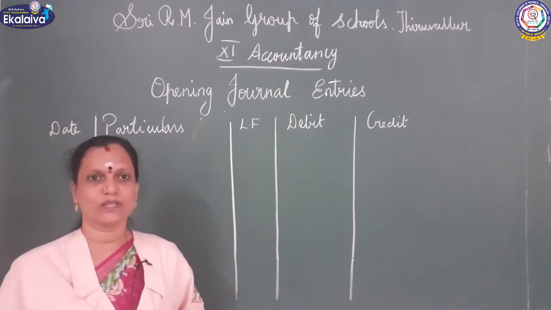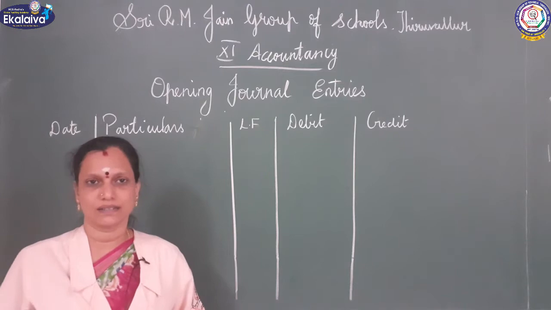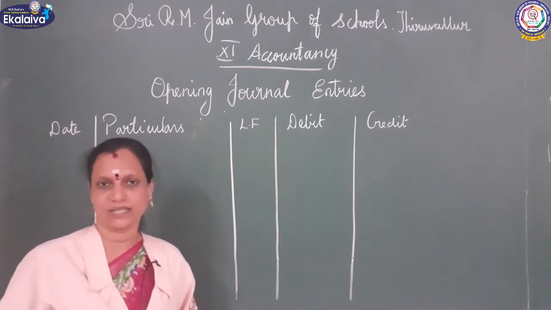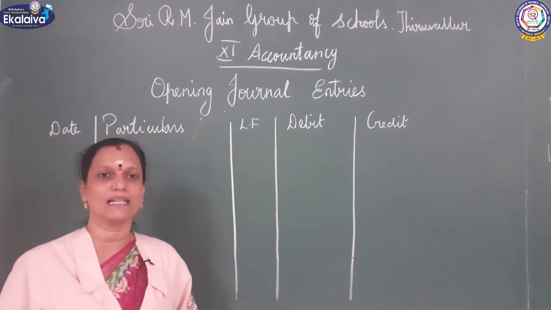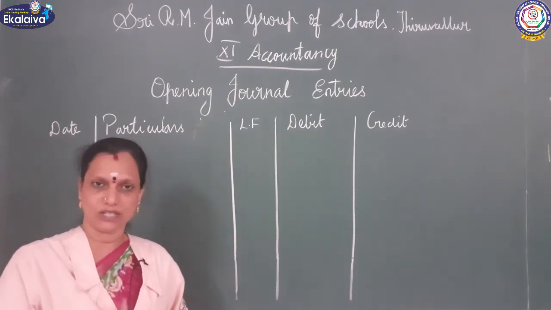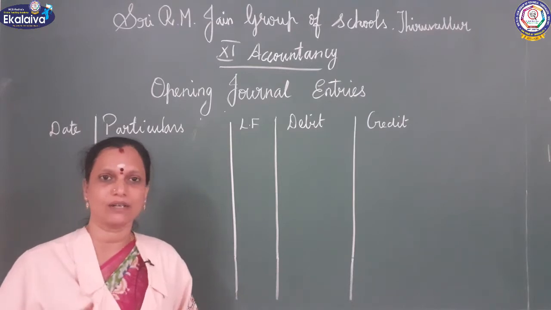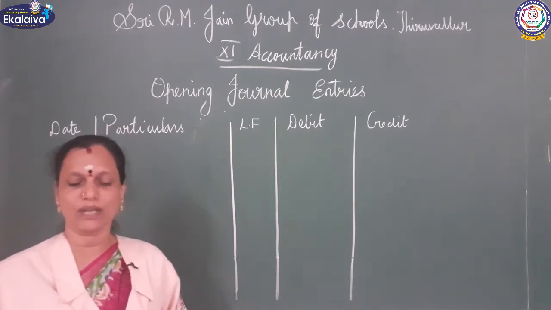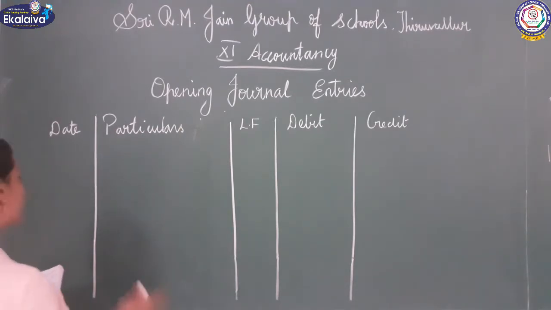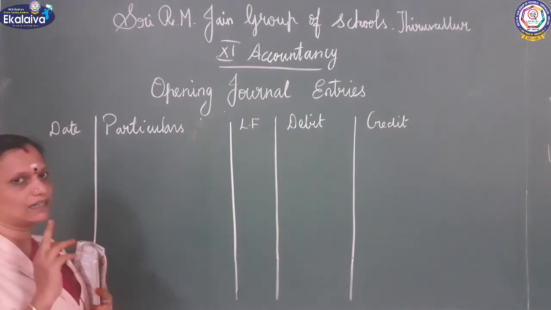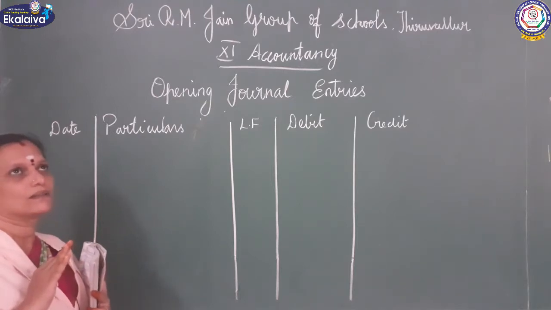Last class we saw journal and then ledger. In ledger also we saw how to convert the journal entries into ledger, isn't it? Now the opening balances, how we are going to make the journal and then how we are going to enter them into the ledger, we are going to see now. First we are going to see the opening balance. Opening balance in the sense the first beginning of the year.